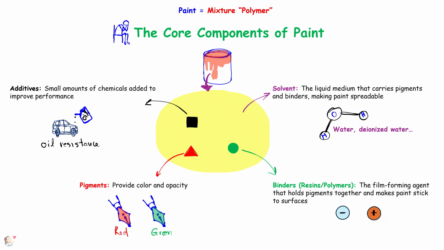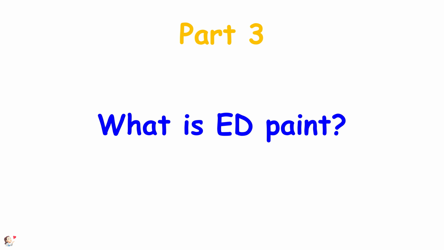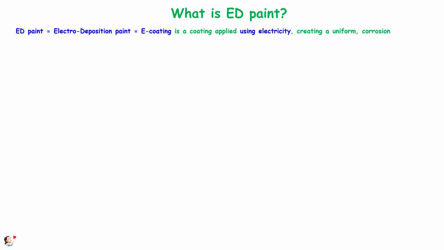Understanding the composition of paint is the first crucial step in understanding the paint manufacturing process, why paint parameters need to be managed, and many other quality factors. After understanding paint, let's find out what ED paint is. ED paint, also known as ED coating, is essentially an abbreviation for electro-deposition paint, or e-coating. This is a coating applied using electricity to create a uniform, corrosion-resistant film, even on complex metal parts.